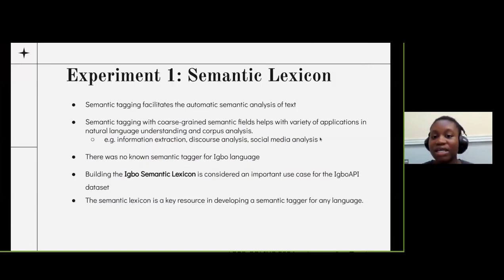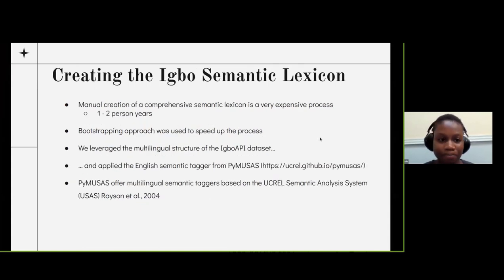Number one is the semantic lexicon. We know that semantic tagging provides a structured way to perform automatic semantic analysis for text, which can be valuable in diverse fields, for example, in information extraction. And one of the challenges we face is the lack of a semantic tagger for the Igbo language. However, having this Igbo API dataset gives us the opportunity to build an Igbo semantic lexicon, which is a critical resource when it comes to creating a semantic tagger.